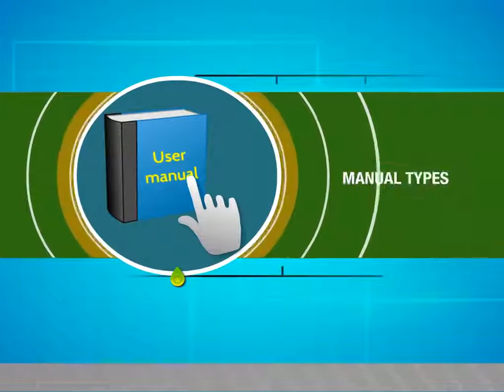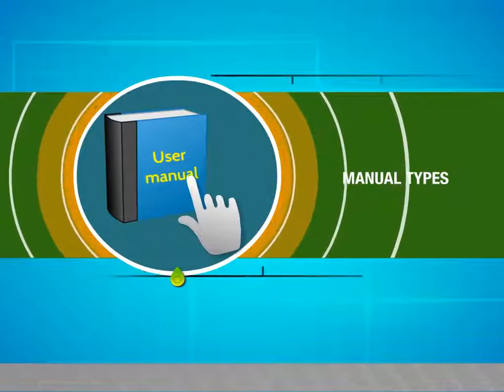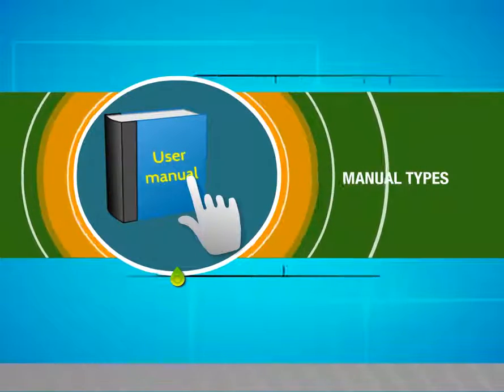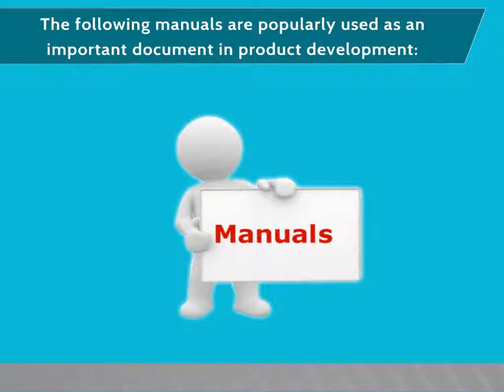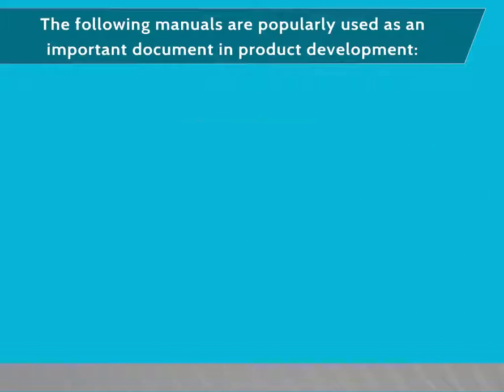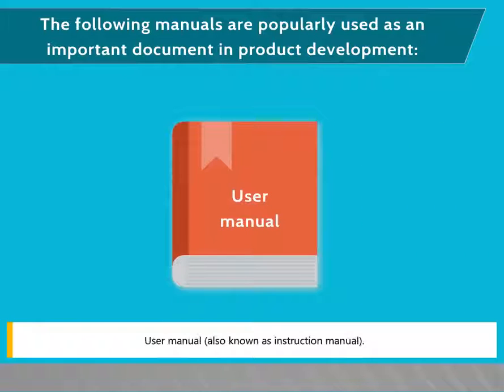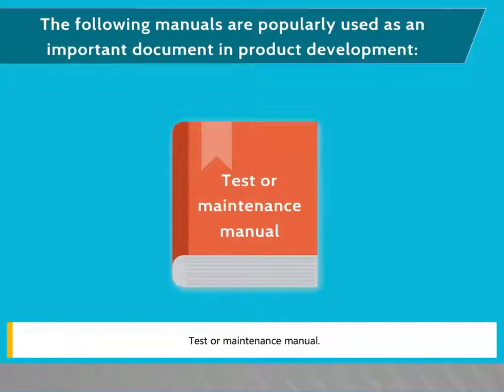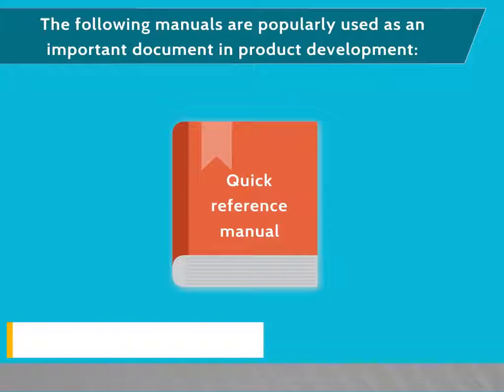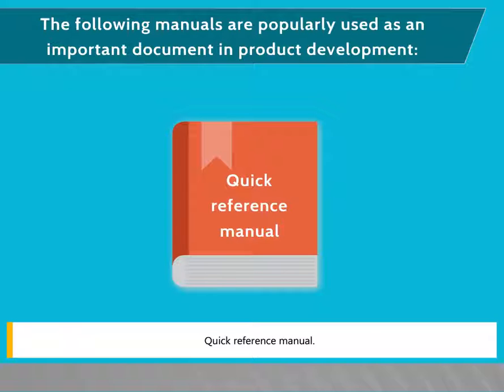Manual types. In this video, we are going to see about manual types. The following manuals are popularly used as important documents in product development. User manual, that is also known as instruction manual. Test or maintenance manual. Quick reference manual.